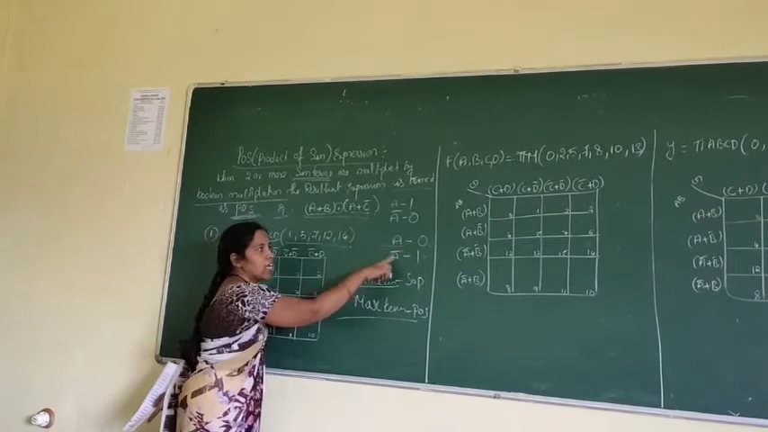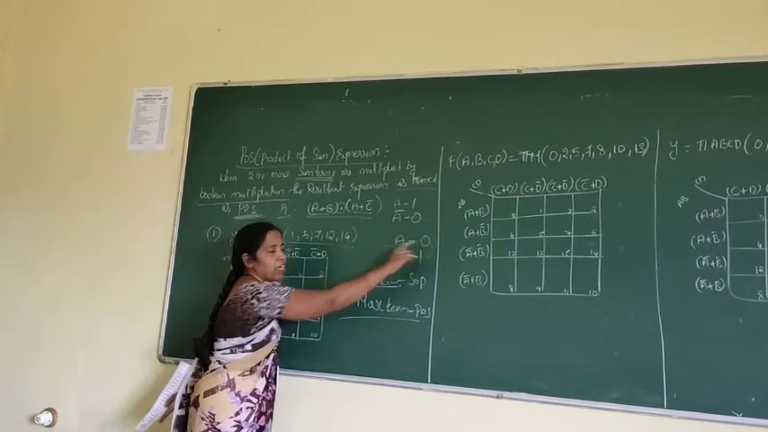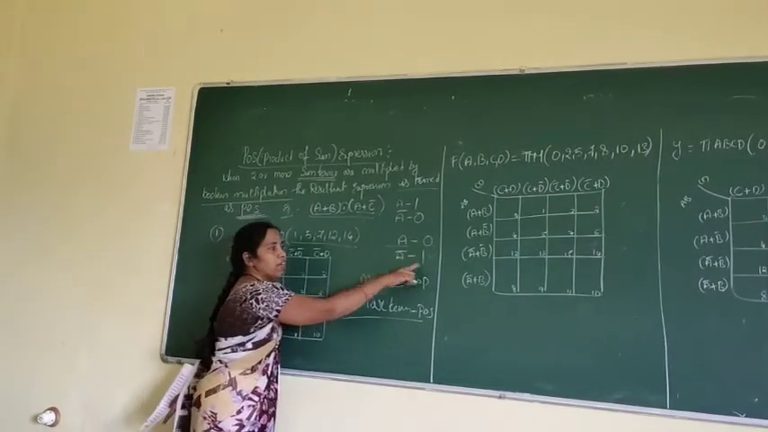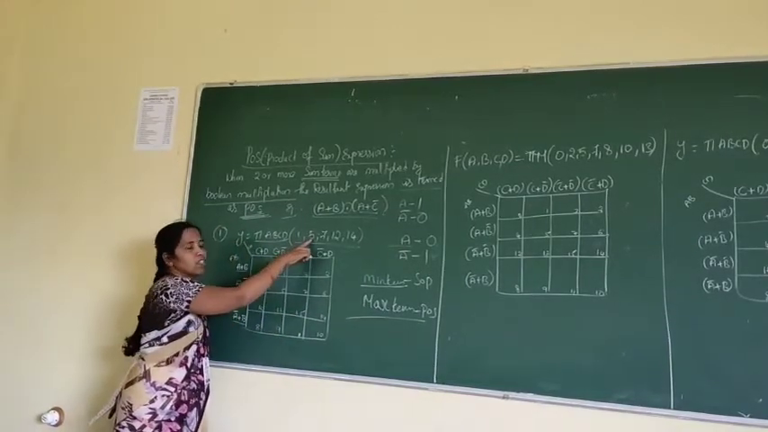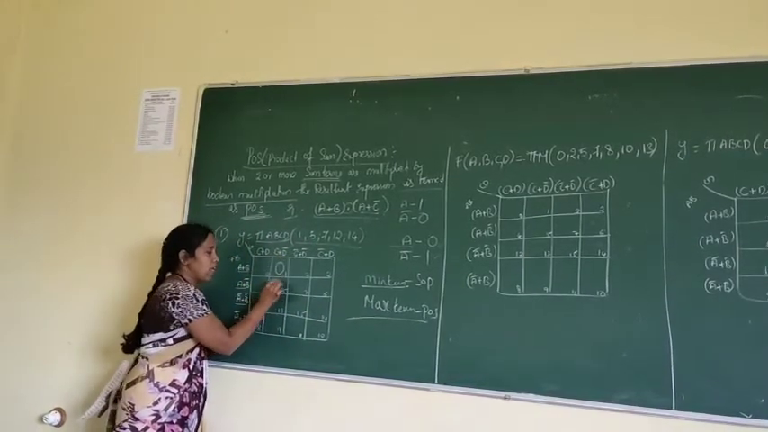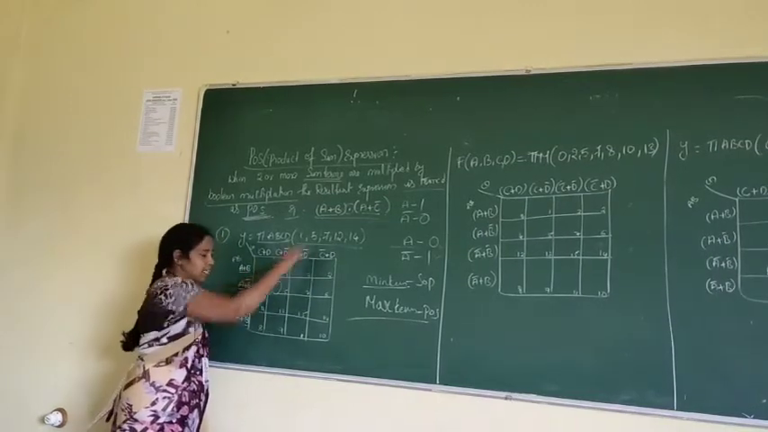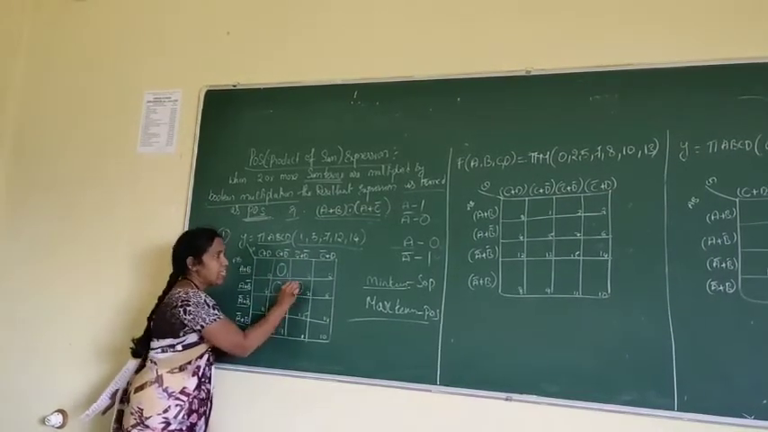Because in POS, uncomplemented variable is represented by what here? Binary 0, and complemented variable is represented by binary 1. So, I am placing 0 here. Next one is max term value 5, so here I am going to place 0. Next is 7, so 7 again 0.